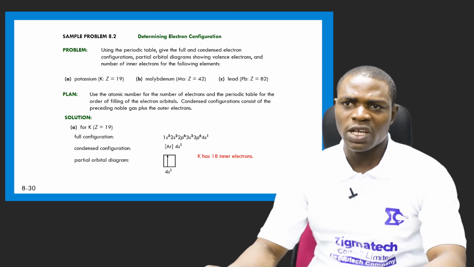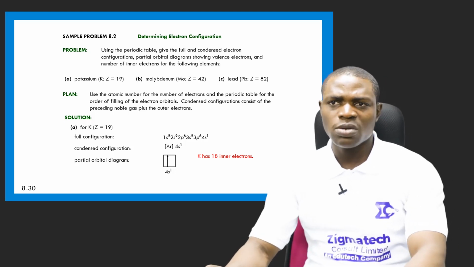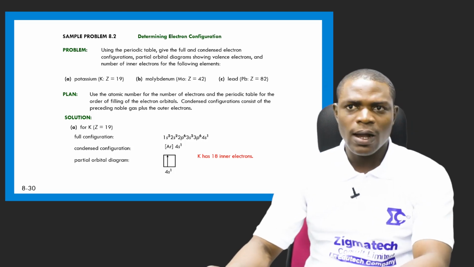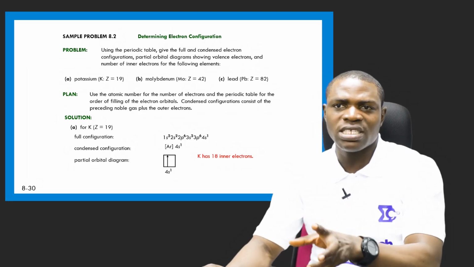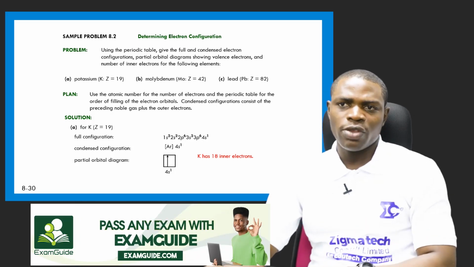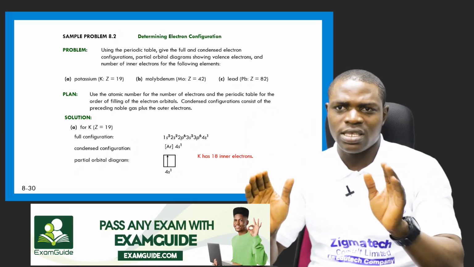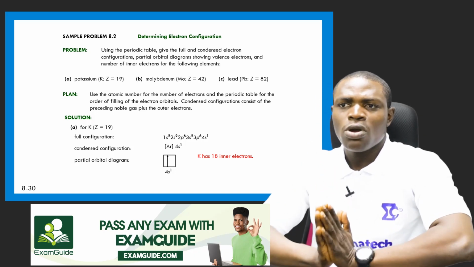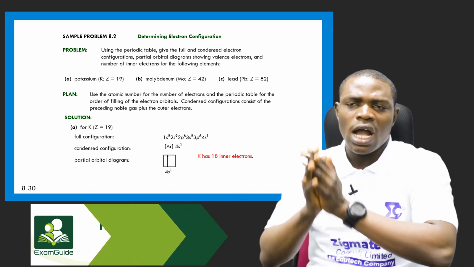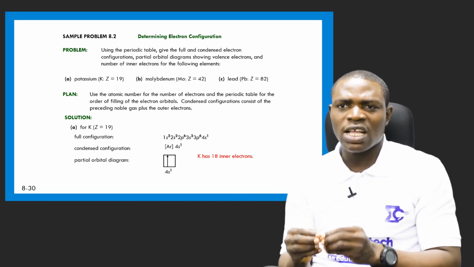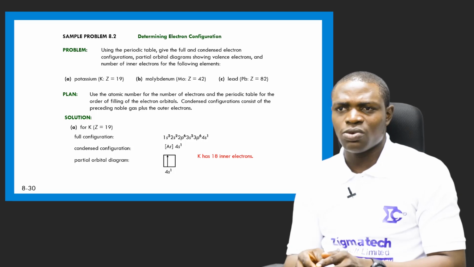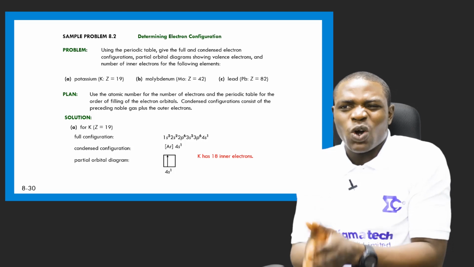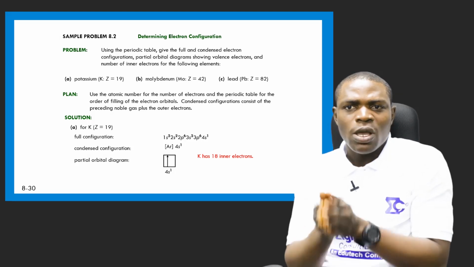Let's quickly solve this problem as we bring it to a close. Using the periodic table, give the full and condensed electron configuration and partial orbital diagram showing valence electrons and number of inner electrons for the following elements. Do not worry, don't give yourself a headache. It's very straight, very direct, and very simple, following the principles I gave you and following the guidelines. Then use the atomic number for the number of electrons, and the periodic table for the order of filling of the electron orbitals.